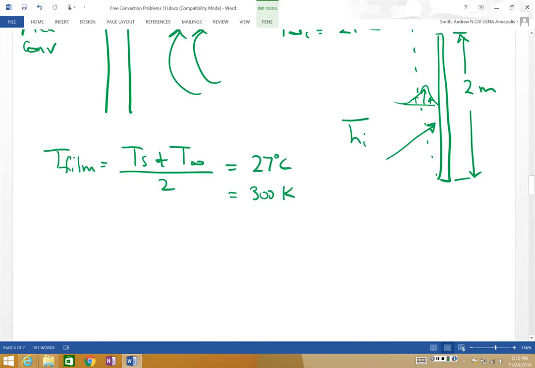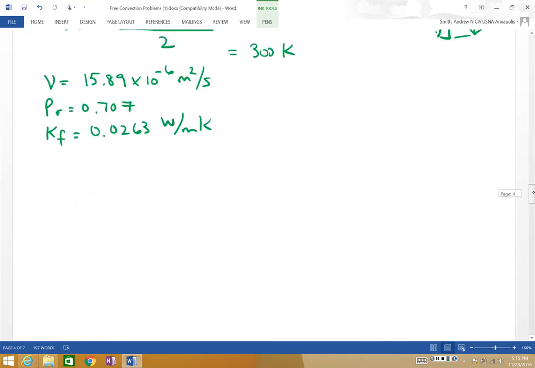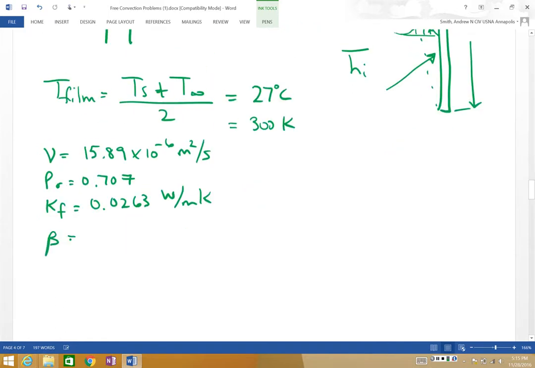I'm going to look up properties. I need my kinematic viscosity, 15.89 times 10 to the minus 6 meters squared per second. I need the Prandtl number, which is 0.707. And I need the conductivity of the fluid, which is 0.0263 watts per meter Kelvin. And I need my volumetric thermal expansion coefficient, beta, but I remember that it's 1 over T film, again, because I'm dealing with an ideal gas, air. If it's something other than an ideal gas, make sure you look it up in the tables.